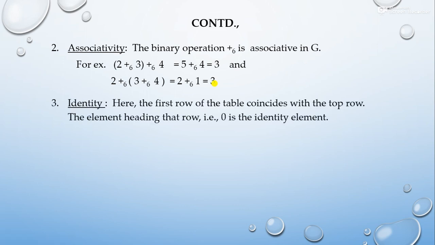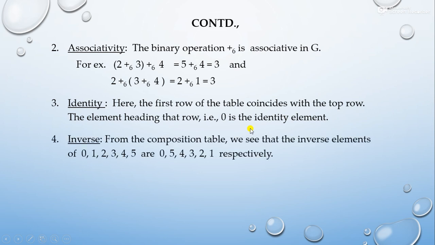Next is identity. How do we check the identity? You can see in your table that the first row coincides with the top row. So the element heading that row, 0, is the identity element. In addition your identity is always 0, and you can verify it because your first row is the same as the top row. So 0 is your identity.